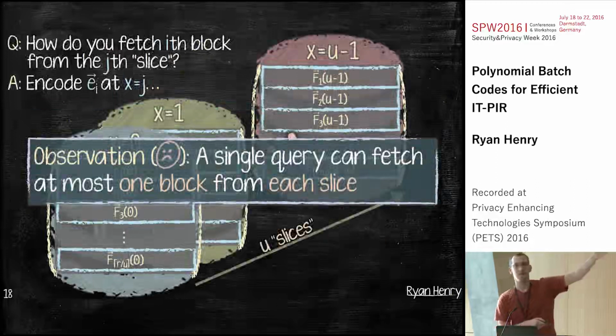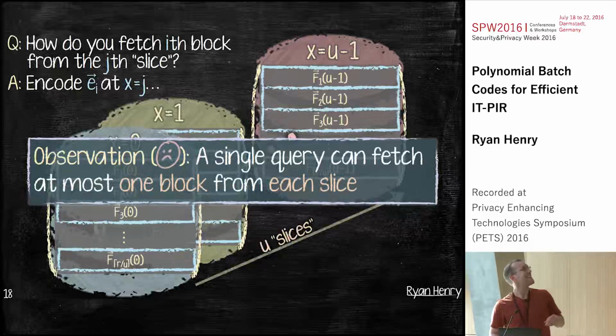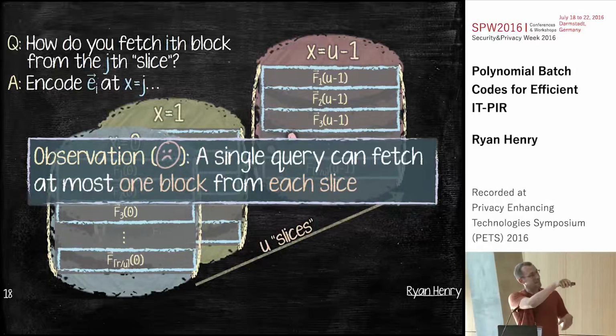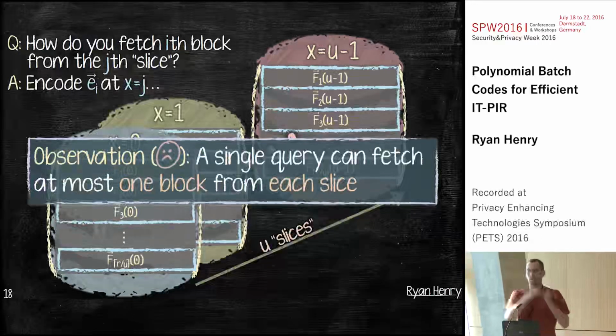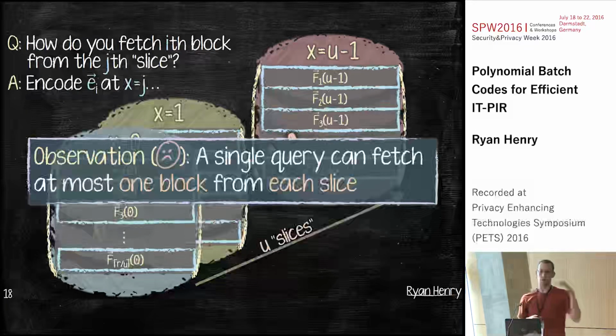Okay, sorry, I eliminated a slide. So there's a very simple fix for this, which is basically to take each of these records and put them in their own slice. So rather than using the remainder upon division by U to figure out which x coordinate we put it in, we just take each record. If you want record 1, you evaluate the polynomial at x equals 1. And if you want record 2, you evaluate the polynomial at x equals 2.